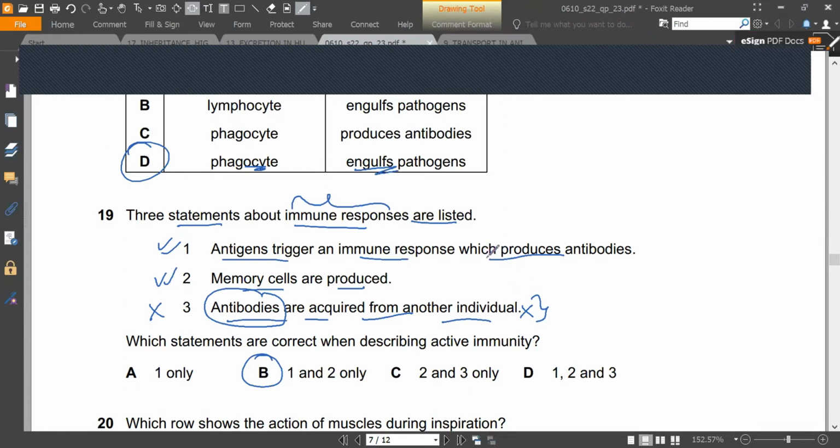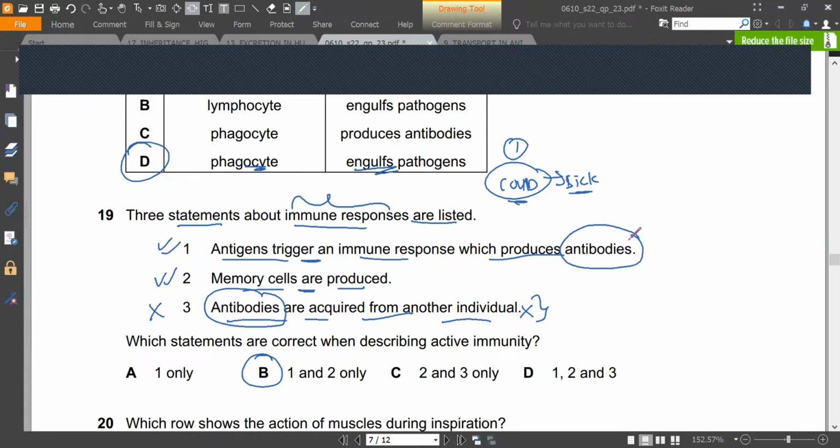Basically, after the first time we encounter the germs, like for example, COVID, the first time we encounter the COVID, we will get sick, because we have no memory of this germ. But after the first time we encounter, we will produce memory cells. So we will start to remember these germs. So the next time, when we start to remember, we will produce the antibodies.